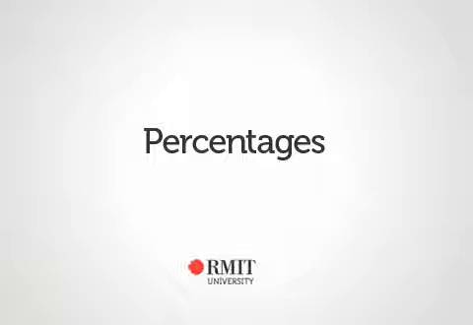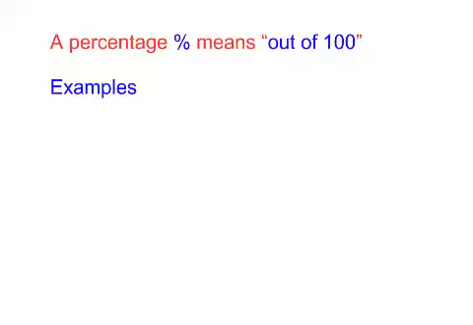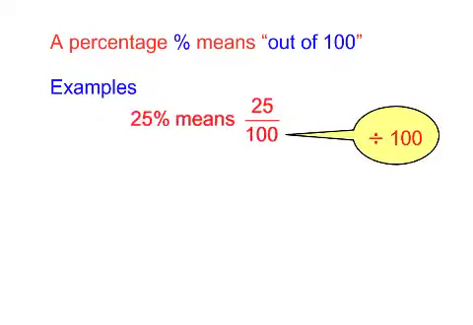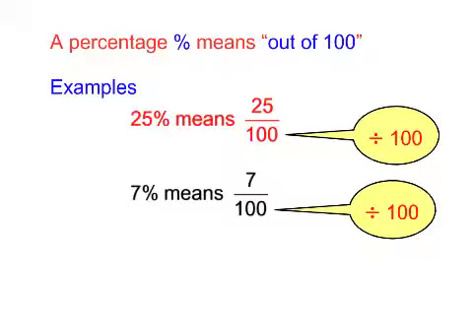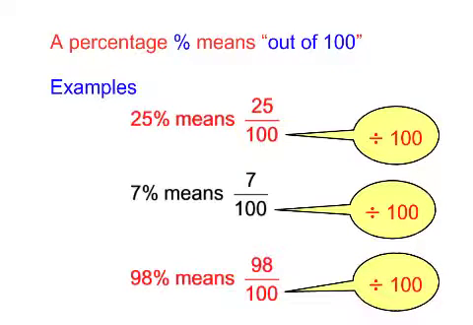This is a short movie on percentages. A percentage means out of 100. For example, 25% means 25 out of 100, or 25 divided by 100. 7% means 7 divided by 100, or 7 out of 100. And 98% means 98 out of 100, or 98 divided by 100.